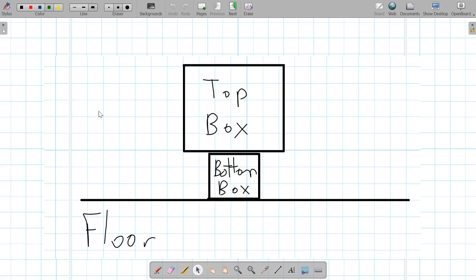Okay, so I'm going to end this lesson with one more situation. I want to analyze a situation in which I have a big box sitting on top of a smaller box, which is sitting on the floor. And for this situation, I'm going to draw two free body diagrams. I'm going to draw a free body diagram when my top box is the system, and I'm going to draw a free body diagram when my bottom box is the system. When my top box is the system, I'm going to draw a dotted red line around the box to illustrate that.